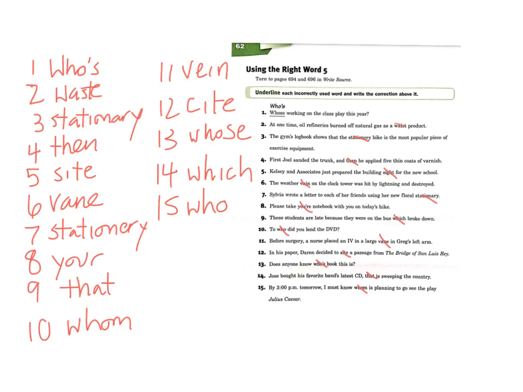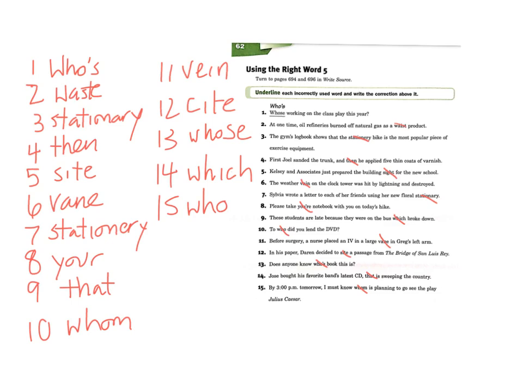For 14, we have a comma after CD, so that clause is going to begin with which instead of that. And for 15, we want who. We need a subject before the verb is planning, not whom. Any questions on those, you can always email me with any of your questions.